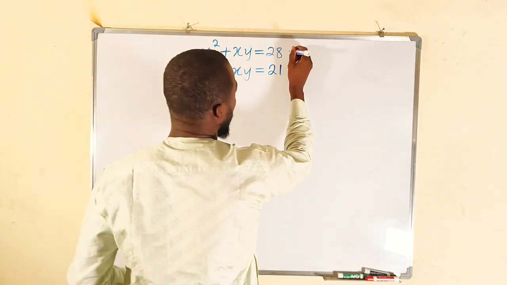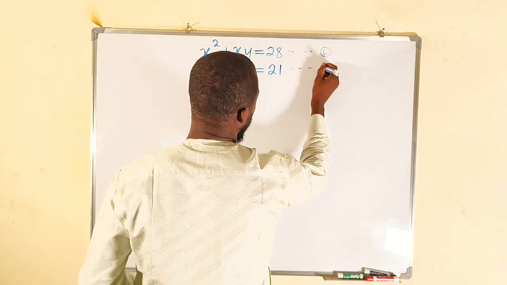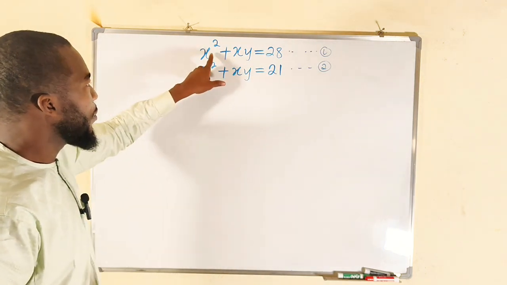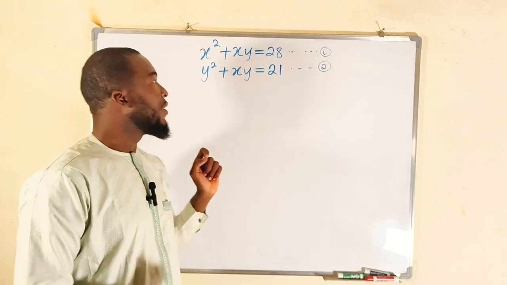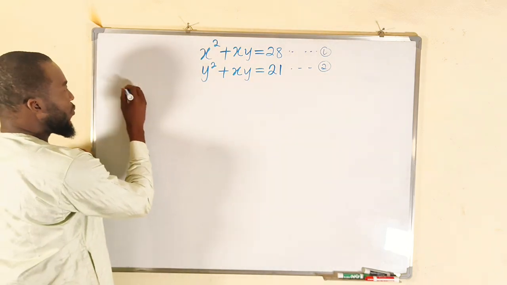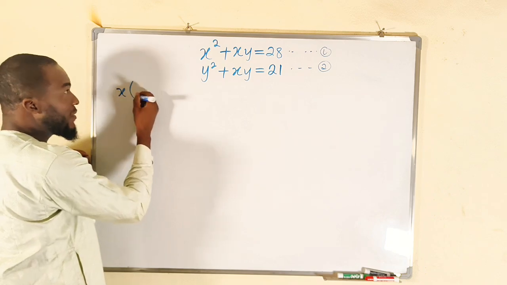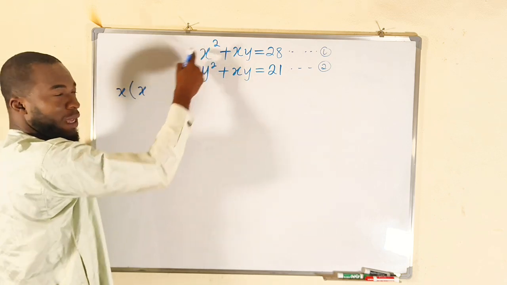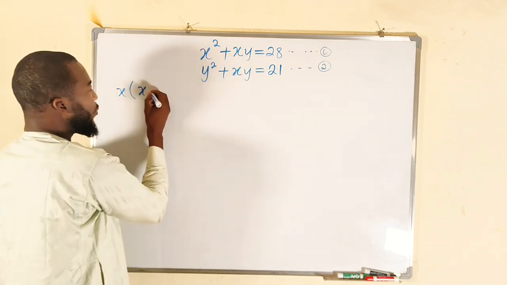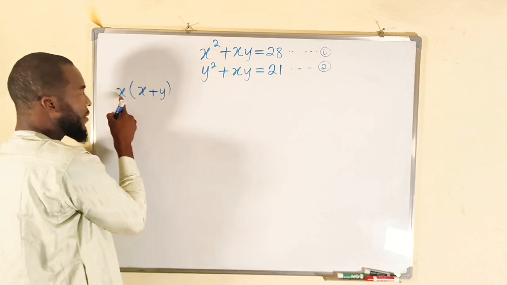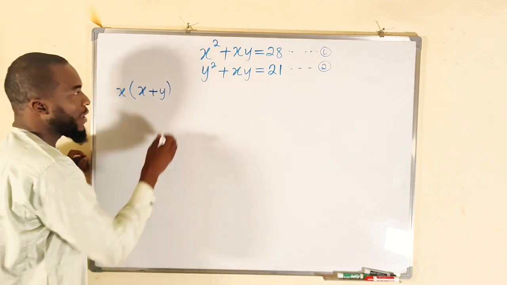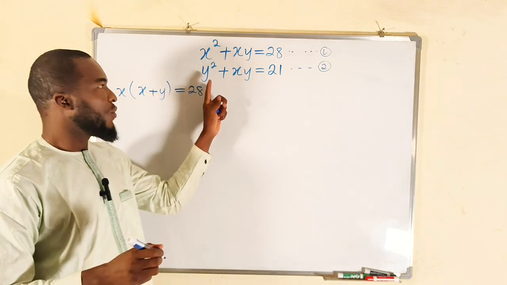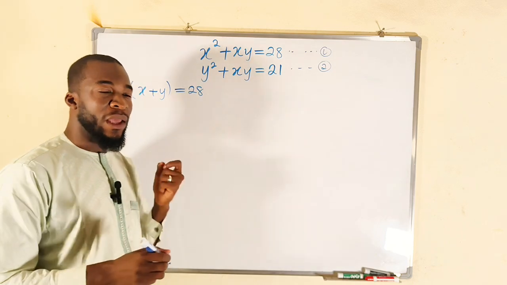I would like to call this one equation number 1 and this equation number 2. From equation number 1, you can see that both terms contain x, so we can factor out x. Inside, from the first term we have only x, since x times x gives back x squared. From the second term we have y, because x times y gives us xy. And this remains 28.